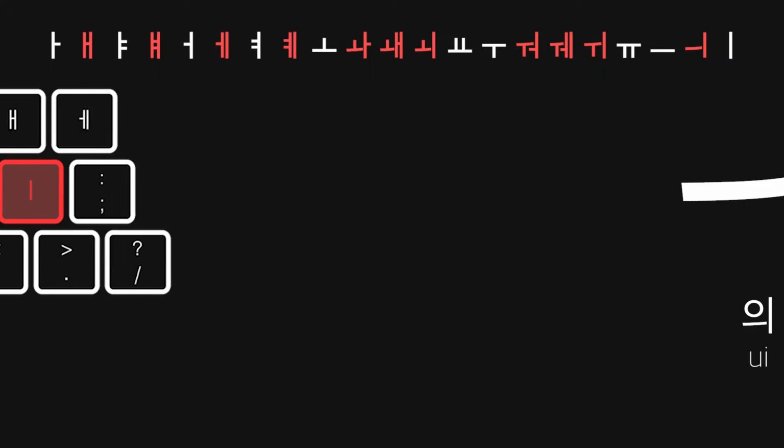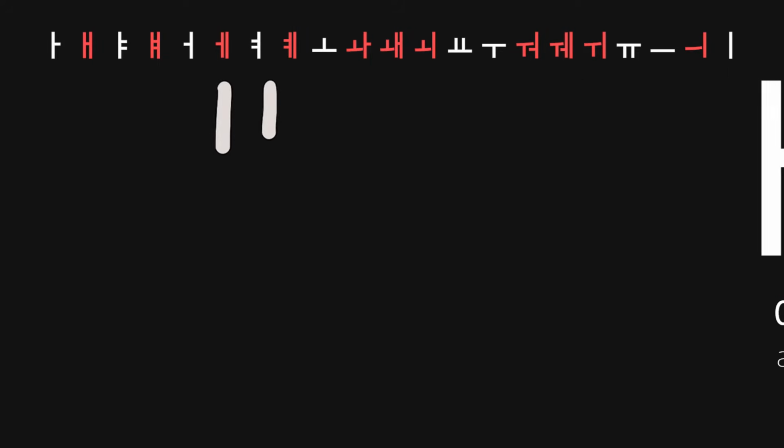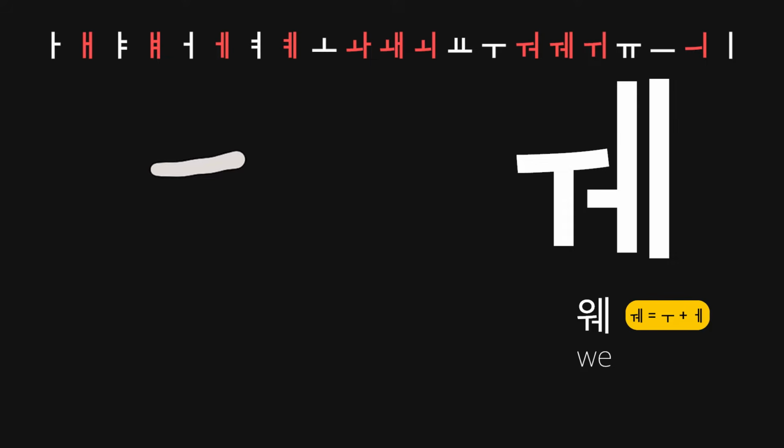Just take a left to right approach. For example, 에 is a and e combined, so just write a first and then connect it with e. Another example is 왜. Since it's u and e combined, just write u and put e next to it.